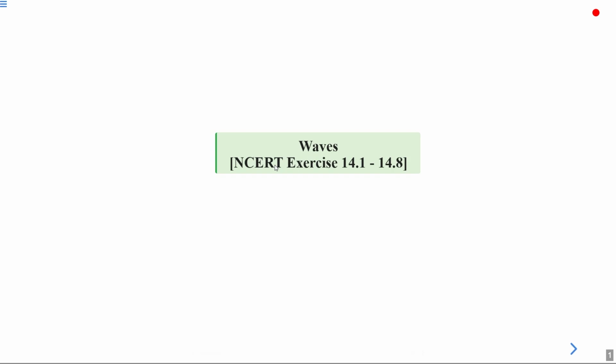Hello students, in today's lecture we are going to solve NCERT exercise problems from 14.1 to 14.8 on waves.